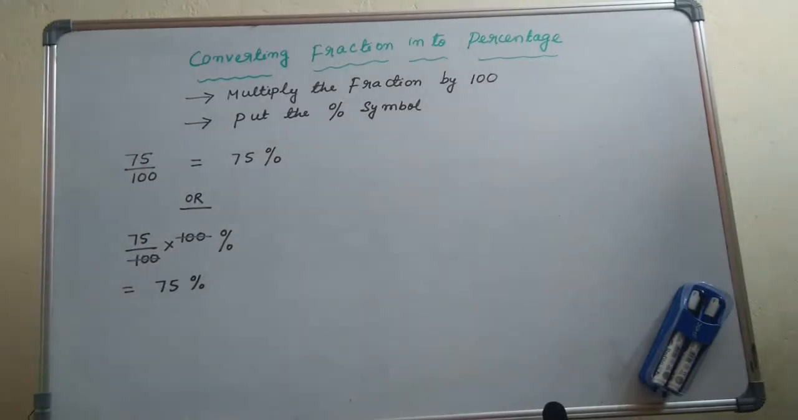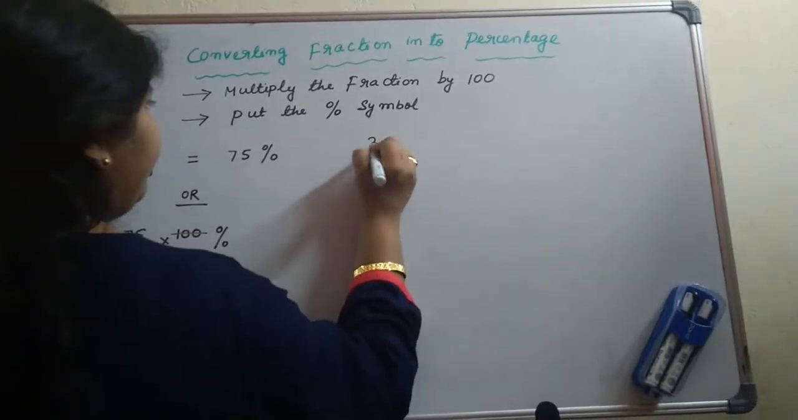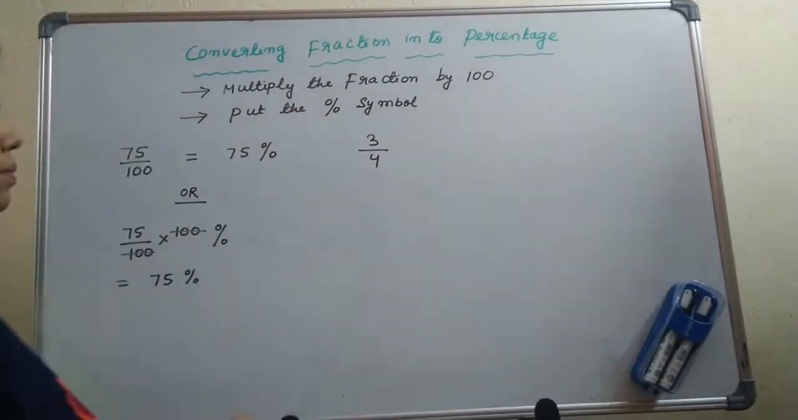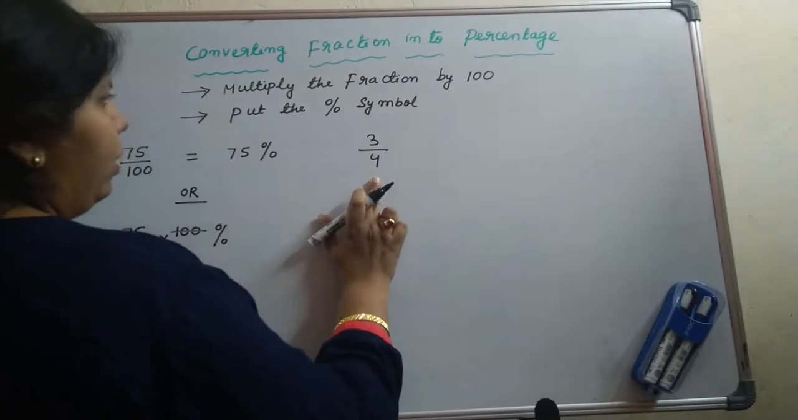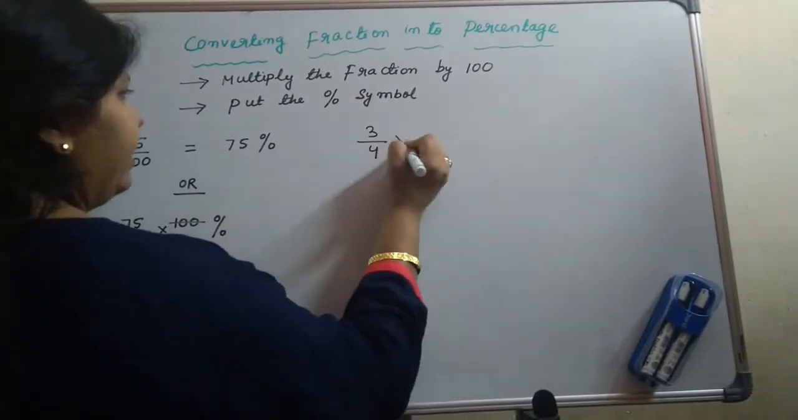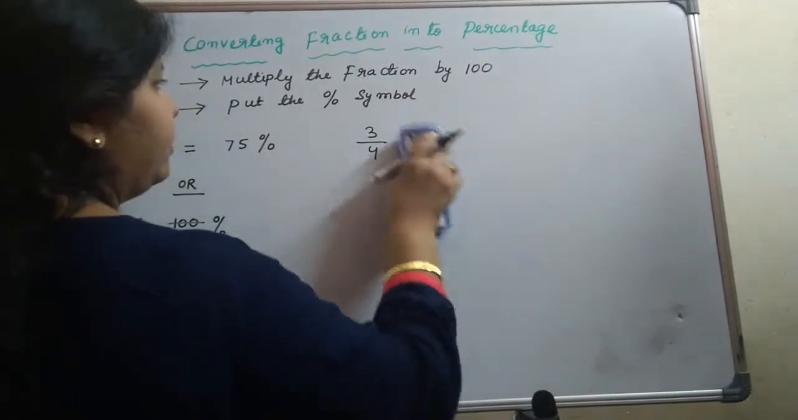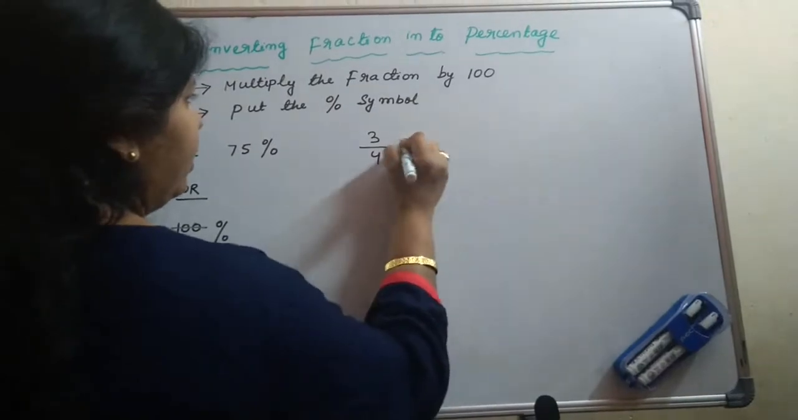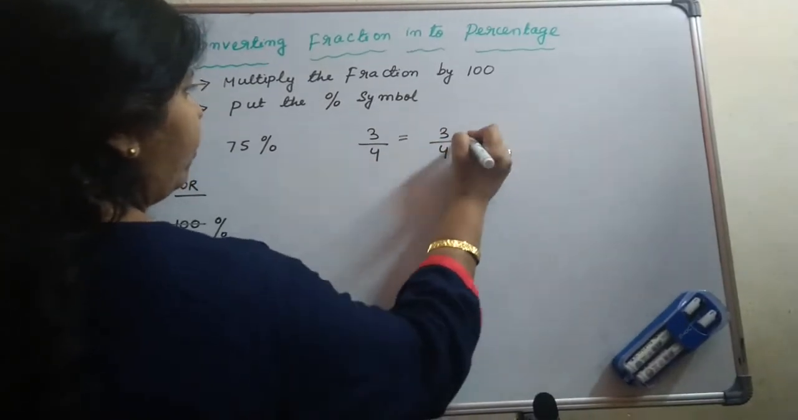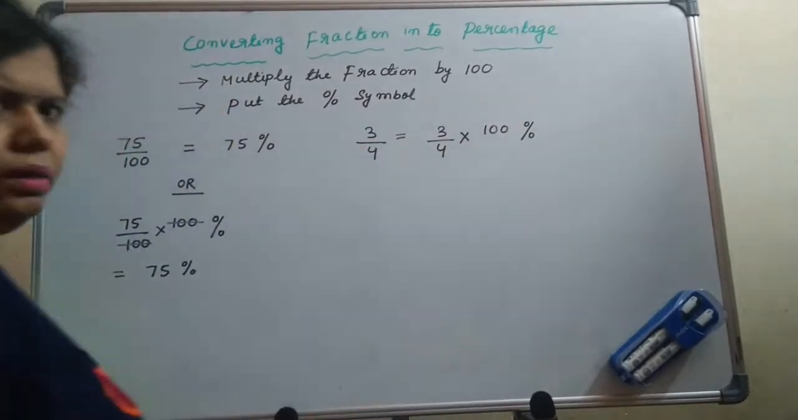But suppose the denominator is not 100. For example, you have here 3 by 4. So what we are going to do here? You have to multiply it with 100 like this. 3 by 4 is your question. Okay, I'm solving it. 3 by 4 into 100, and we will put a percentage symbol here.